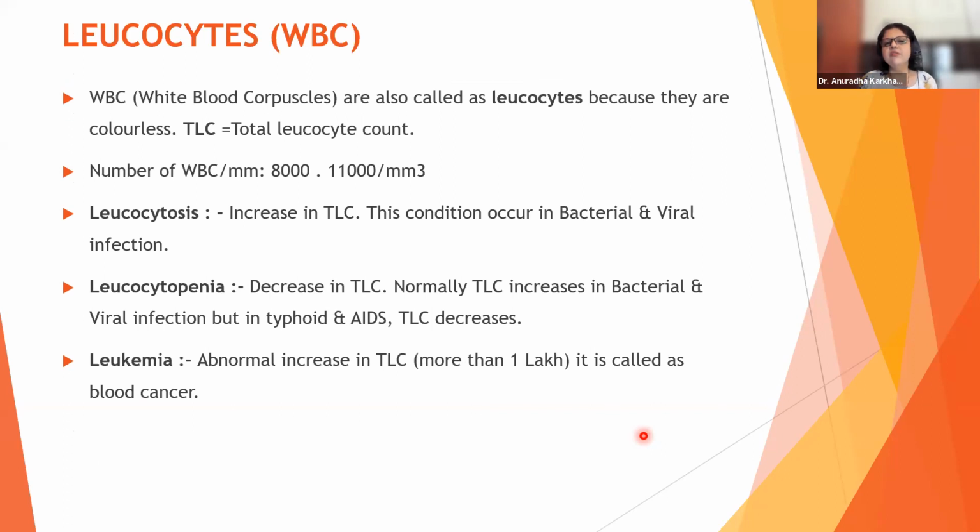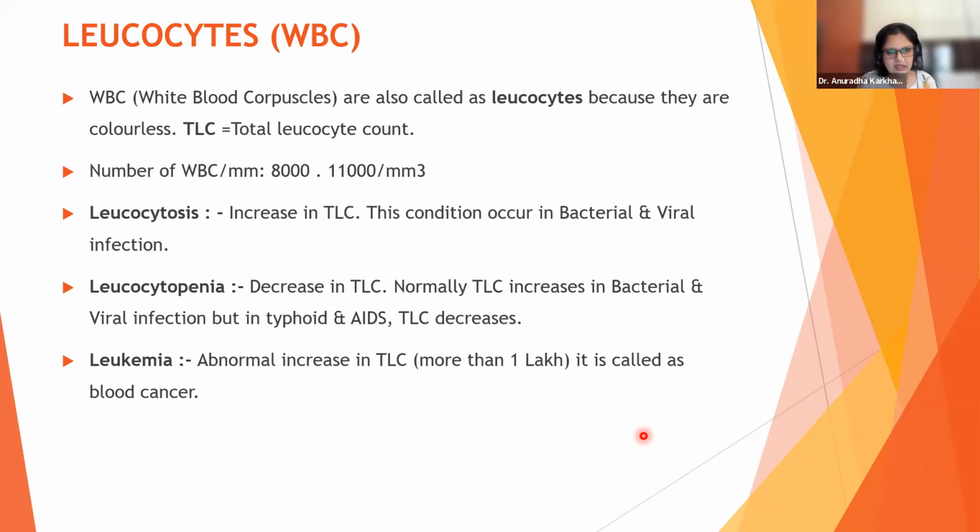Leukocytes, WBC is also called as leukocytes because they are colorless. TLC stands for total leukocyte count. Number of WBCs per mm is 8,000 to 11,000 per cubic meter. Leukocytosis, increase in total leukocyte count. This condition occurs in bacterial or viral infections. So if anyone is having any bacterial infection or viral infection, and you go for a blood test, ये leukocytosis उसमें दिखने के chances हैं.